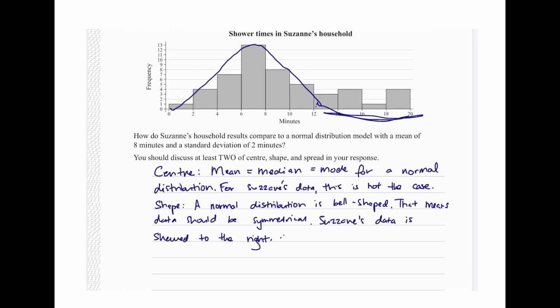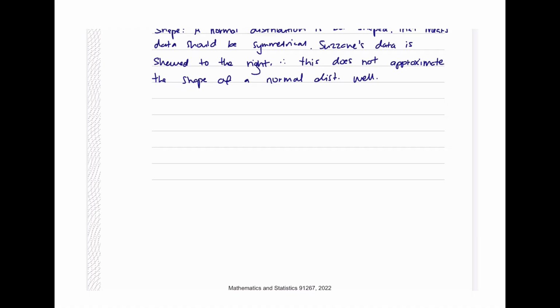Therefore, this does not approximate the shape of a normal distribution well. Okay, and what else do we have? Well, we can also talk about spread.